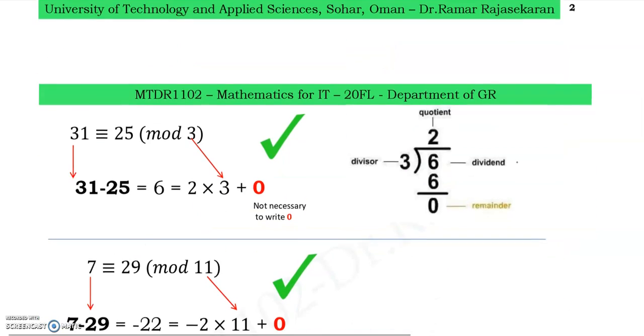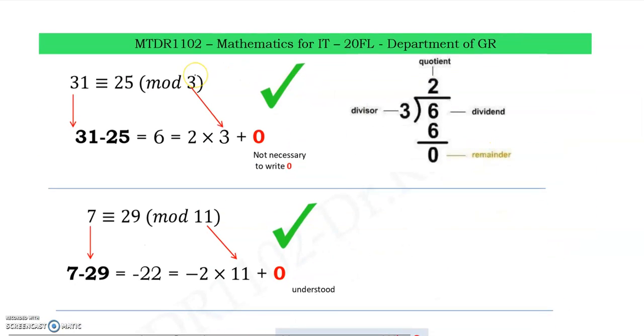Now you see we enter into the modulo, congruent modulo. How do we read this? 31 congruent 25 modulo 3. Now see how we can confirm that this given congruent modulo is true. Actually this is correct, but how can we confirm that?